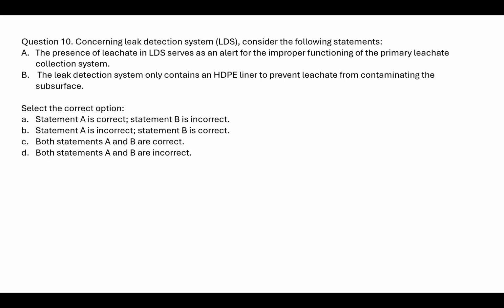There is an HDPE liner, a clay layer, and an impermeable zero membrane layer is also there. So B is not the correct answer. B is the incorrect statement. So option A is the correct answer: A is correct and B is incorrect. Now let's move to the next question and try to solve two numericals.